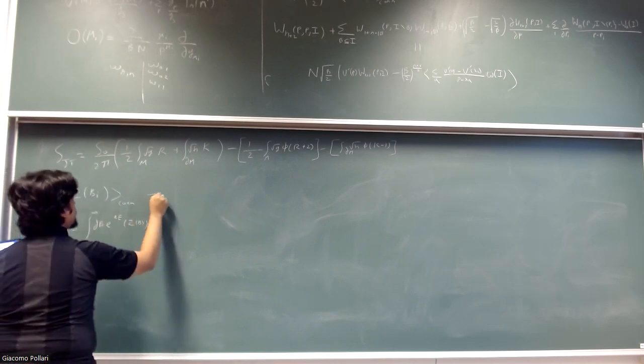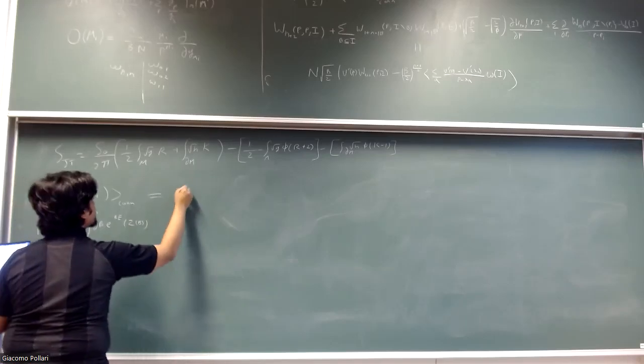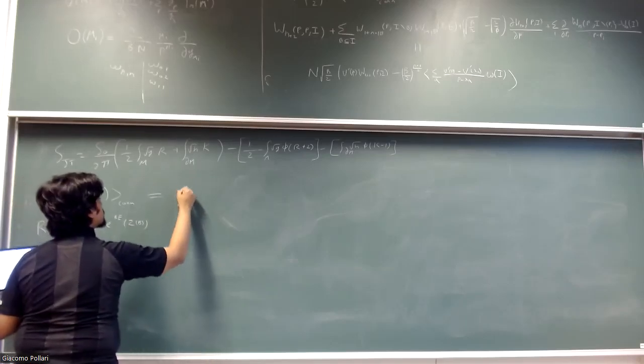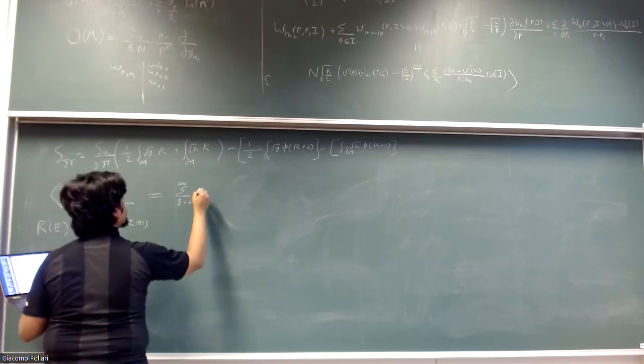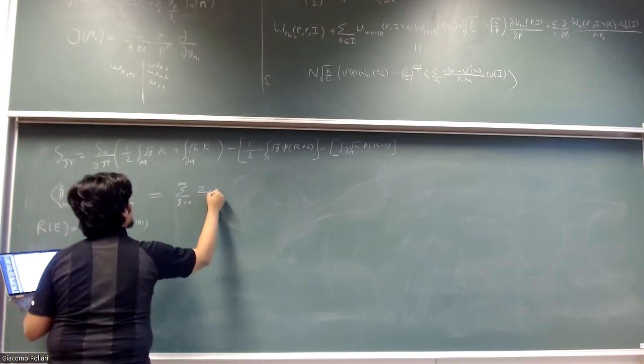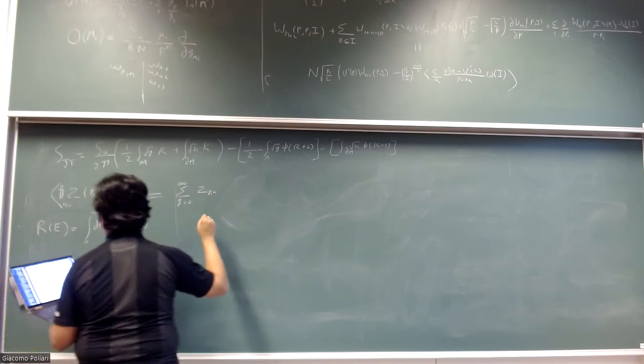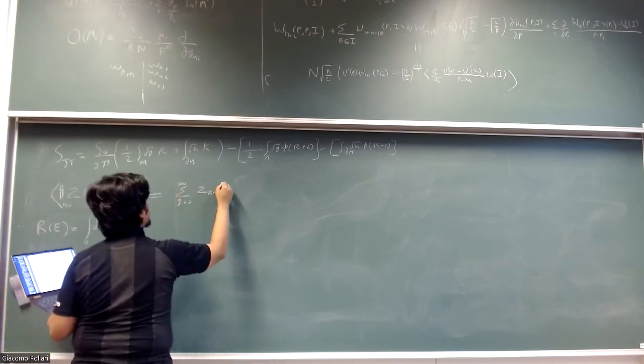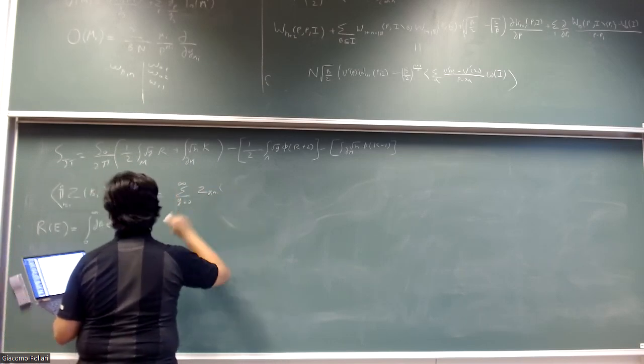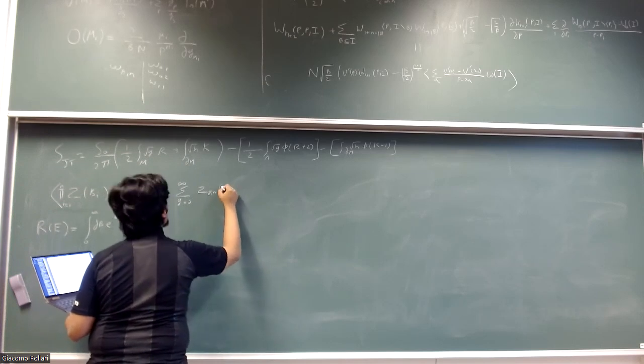We will define the genus ordering as something like this. Z is no longer a partition function, it's just some function which satisfies this equality.